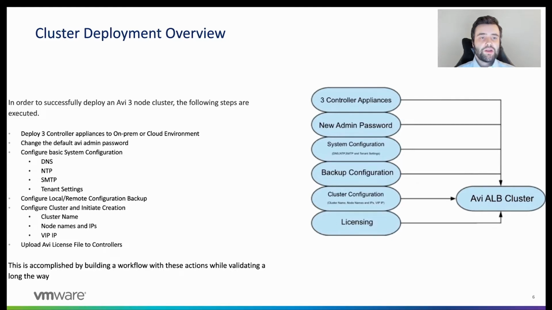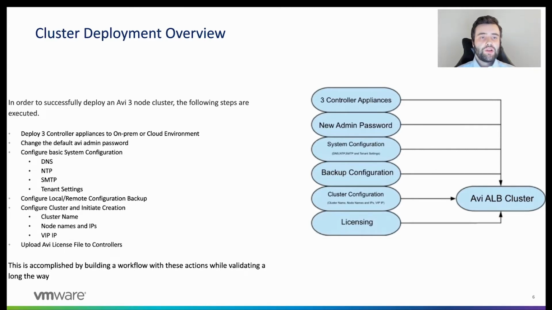We will choose a single controller as a cluster leader and start the configuration on that node. During the cluster configuration stage, the settings will be propagated to each node. The next steps are to configure a new admin password using the AVI module AVI user account, and configure system configuration parameters such as DNS, NTP, SMTP and tenant settings using the previously described AVI module AVI system configuration.